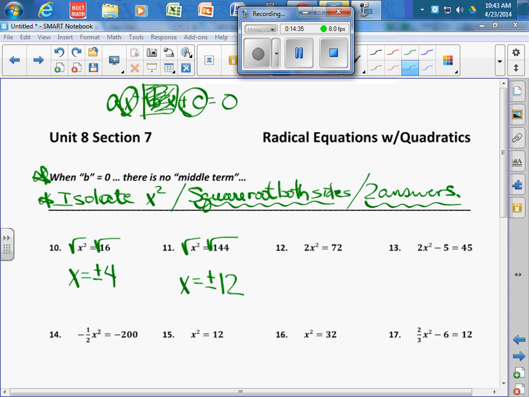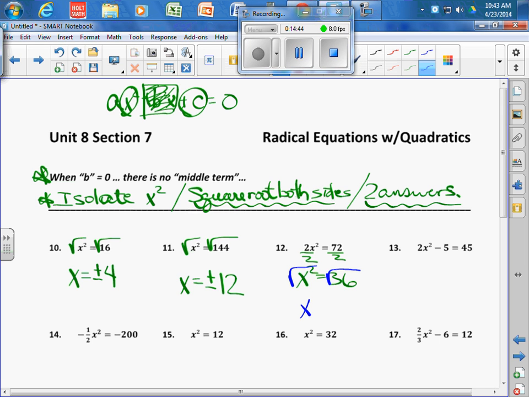In number 12, we have to eliminate this 2 first. So I'm going to divide both sides by 2, and I get x squared is equal to 36. Now I can take the square root of both sides and get x is equal to, and again, remember, two answers, plus or minus 6.